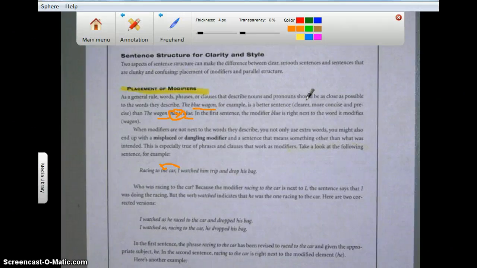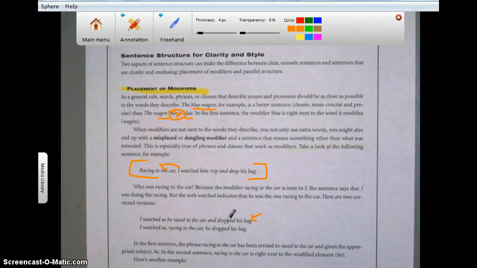Here are two corrected versions. So this sentence here is not okay the way it is. If this was on the ACT, it would require some change. I watched as he raced to the car and dropped his bag. I keep saying dog. He's dropping his bag, not his dog. I watched as, racing to the car, he dropped his bag. If you're looking at an ACT, the first one would be the best option.